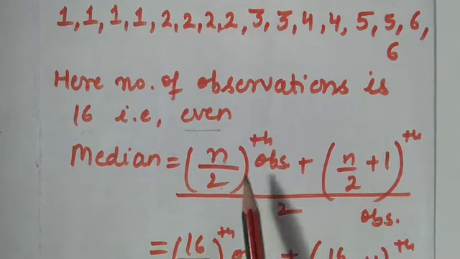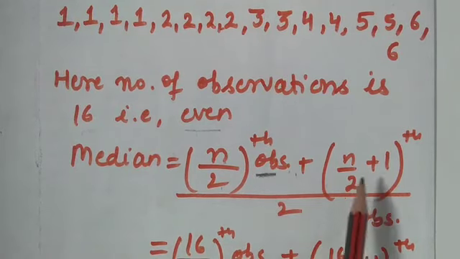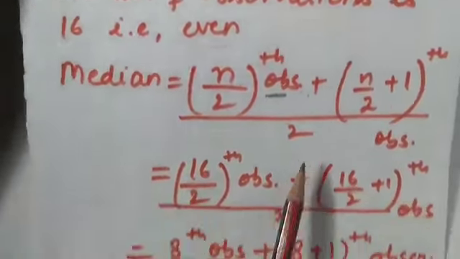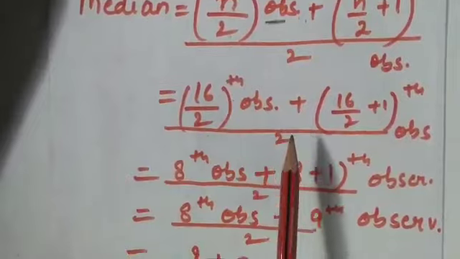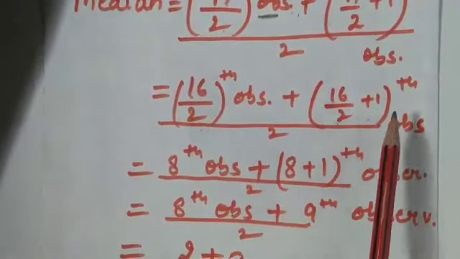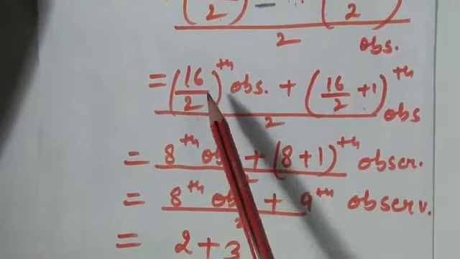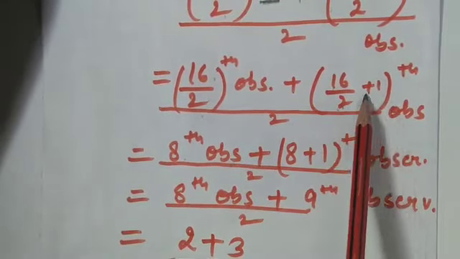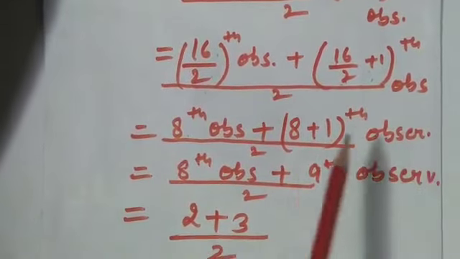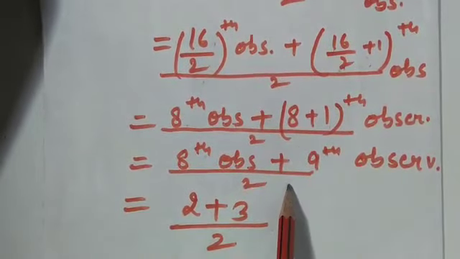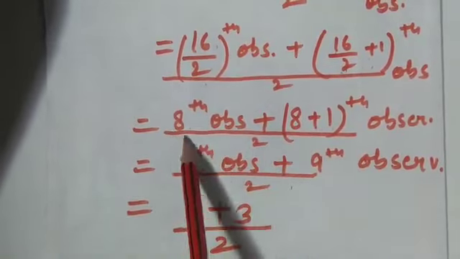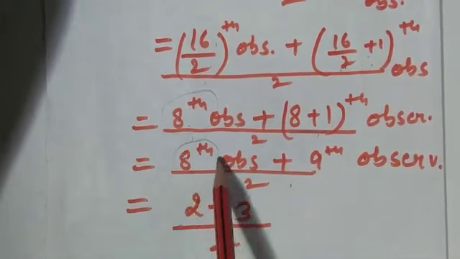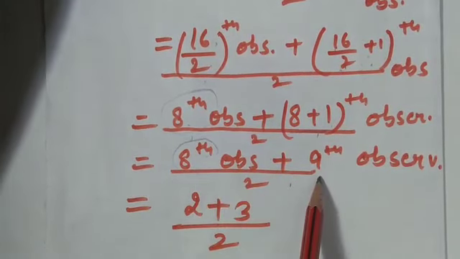So the formula is (n/2)th observation plus (n/2 + 1)th observation, whole divided by 2. Here n is 16. So 16/2, the 8th observation, plus 16/2 plus 1, that is 8 plus 1, the 9th observation, whole divided by 2. As I already told you, if you are getting 8th here, the other will always be one more than this observation. So 8th plus 9th observation.